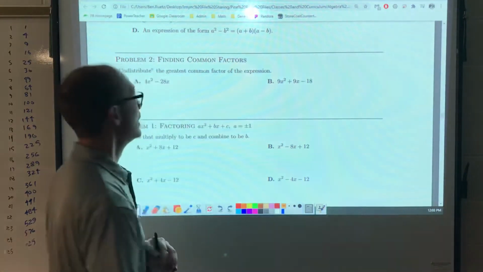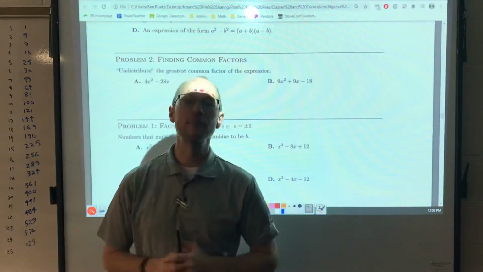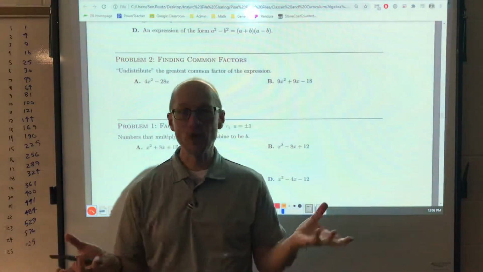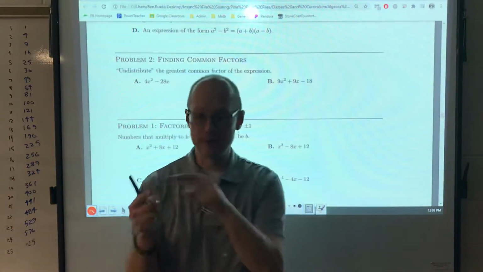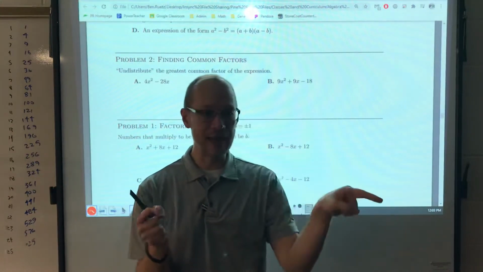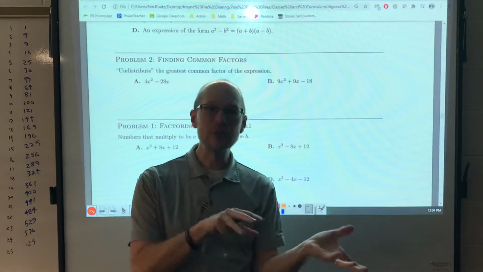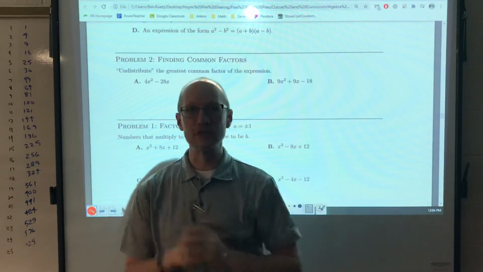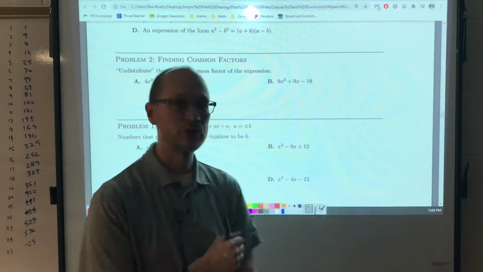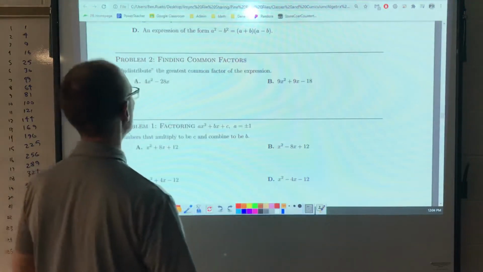Here in section 4.4, we're talking about factoring, or what I sometimes like to call unfoiling. You remember how to FOIL things, where it's the firsts, outers, inners, lasts. Well, what if you start off with that trinomial? Can you figure out what the factors are? So that's what we're going to do. There's a couple of very quick, easy things to work through.